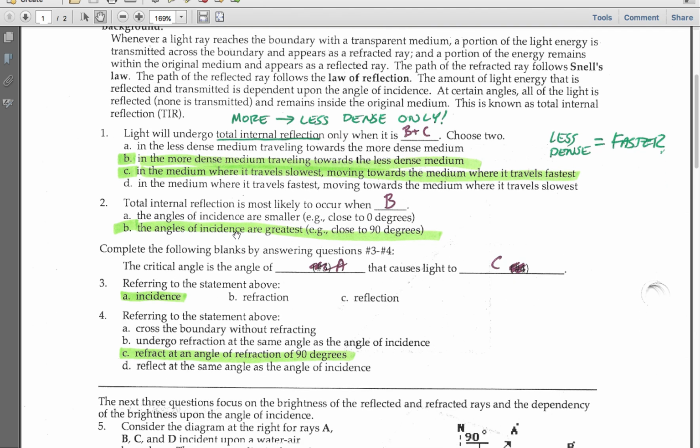Remember, the angle of incidence is going to be the greatest here, and also remember that the refractive angle is 90 degrees. Okay, so I know it says it's confusing. The angles of incidence are greatest and the refractive angle here. But because of that, that is where we're going to see the most internal reflection when we surpass that critical angle.